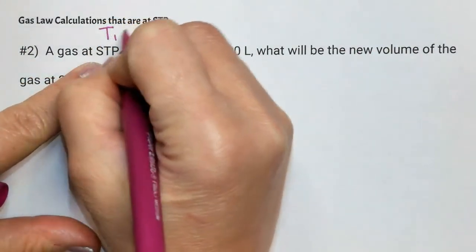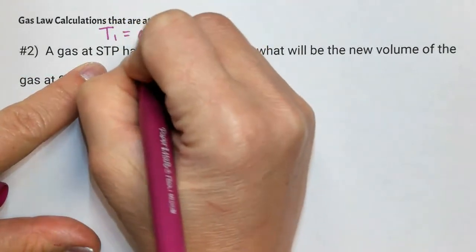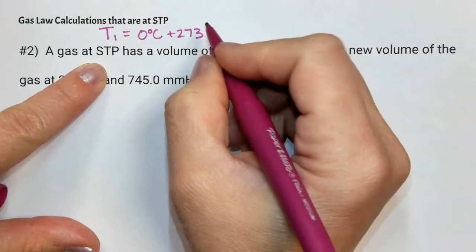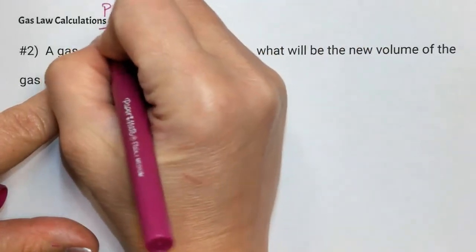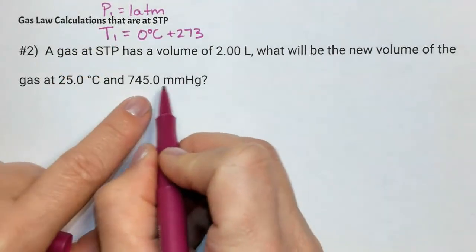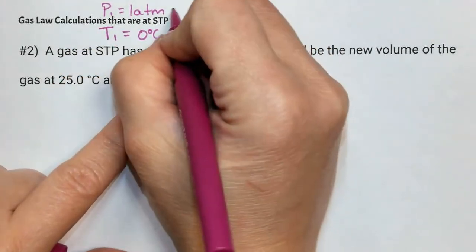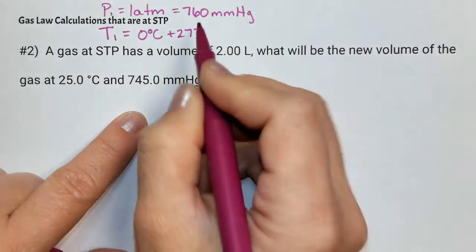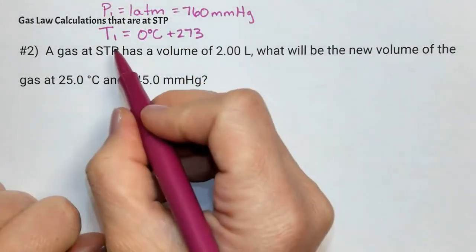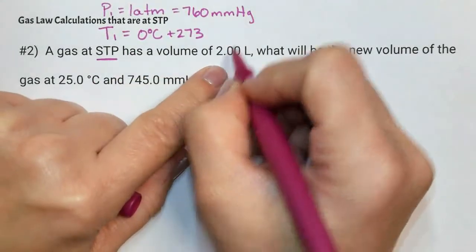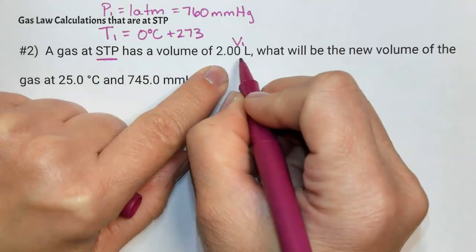That is telling me that my T1 is 0 degrees Celsius, add 273 to make it Kelvin, and that's telling me that my P1 is equal to 1 atmosphere. Consider what your other pressure is in, and you may go ahead and use that particular unit as well. So 760 millimeters of mercury. So I got my P1 and my T1 here with my STP. This is my V1, my first volume.